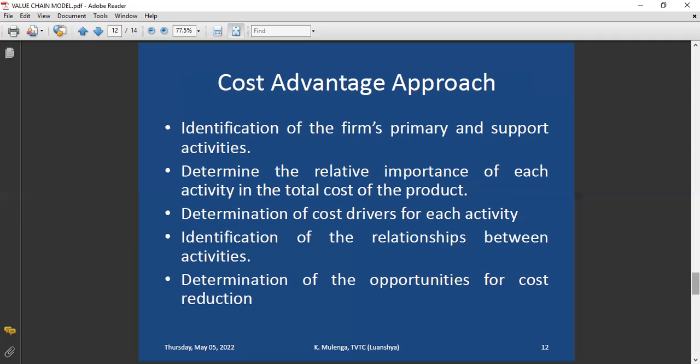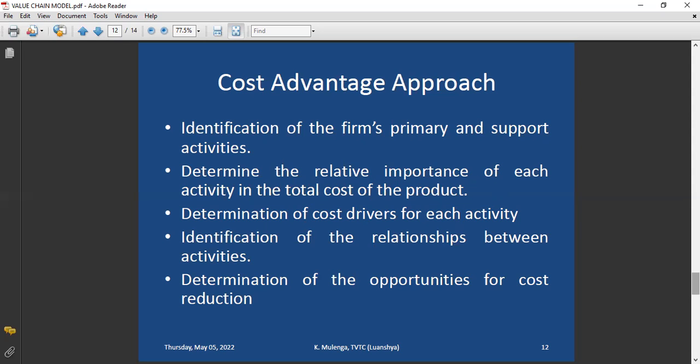So if we talk about the cost advantage or cost leadership approach, we have to identify the firm's primary and support activities, determine the relative importance of each activity in the total cost of the product, determine the cost drivers for each activity, identify the relationship between activities, determine the opportunities for cost reduction.